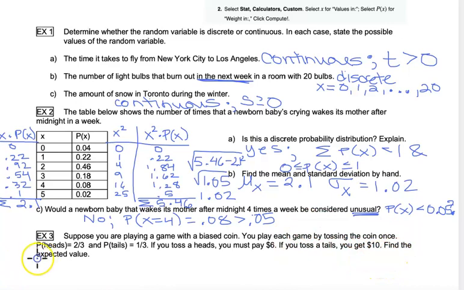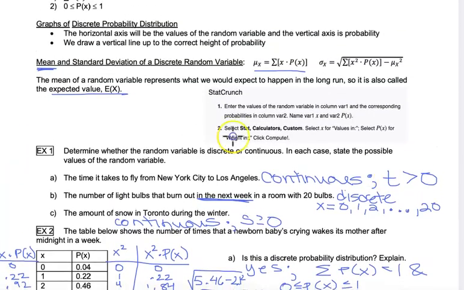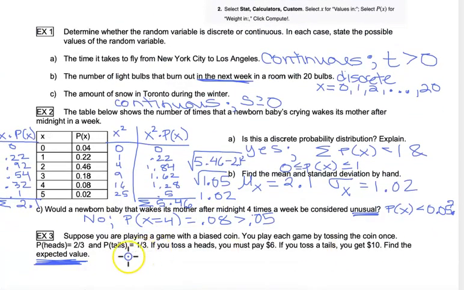Find the expected value. So expected value, we had underlined that up here when I was going through the definitions. Expected value is the mean of a discrete random variable. Now in this case, we're not given a chart. That doesn't mean that we can't make one. We don't really need one here because there's only 2 possible outcomes. And expected value, we take the value times its individual probability.